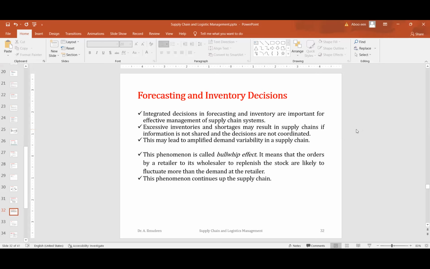This phenomenon is called the bullwhip effect. It means that the orders by a retailer to its wholesaler to replenish the stock are likely to fluctuate more than the demand at the retailer. So it will create an abnormal condition in the market, where the product is in shortage and people are ready to buy, so the customers will suffer sometimes. So poor coordination and a poor supply chain management system will create various issues in forecasting and inventory management related decisions.